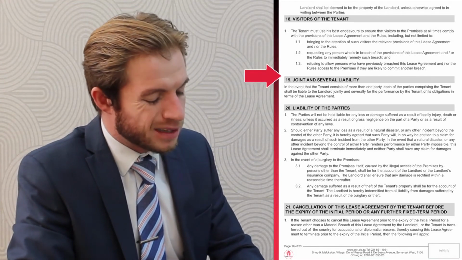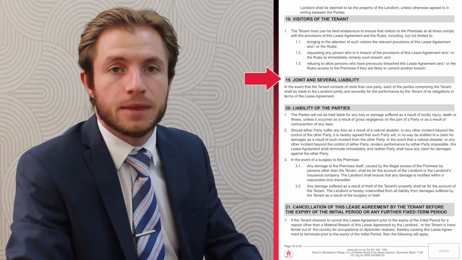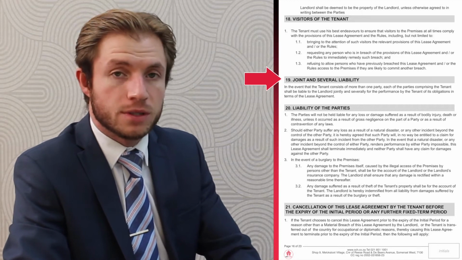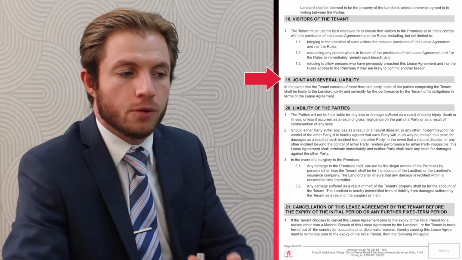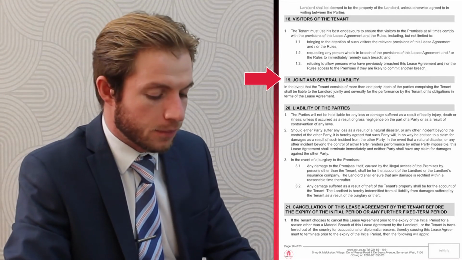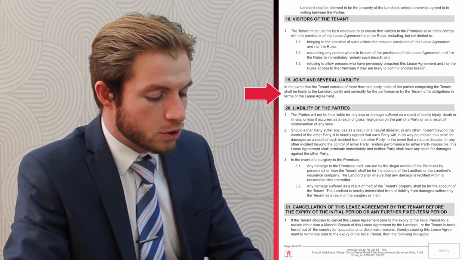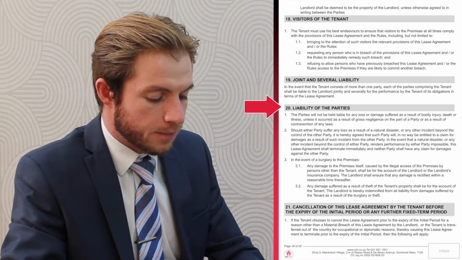Then clause 19, that's just a little bit of legal jargon, joint and several liability. This just means if there are two tenants, both of them will be liable towards the landlord for any outstanding amount, jointly and severally liable. Then clause 20, it's a standard condition, you can just read through that.